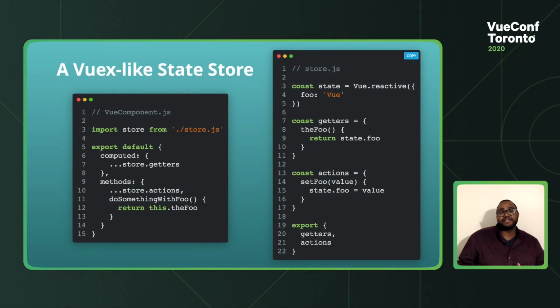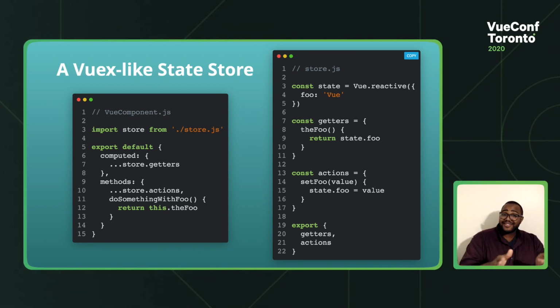Here's a Vuex-like state store. So if you look on the right side, we've got this code where the state, this is where we're using vue.reactive to say, hey, we've got the state object and we want it to be reactive. We've got some getters, got the foo, just return state.foo. We've got some actions, set foo, it sets foo, and then we export them, right? And that looks exactly like Vuex.